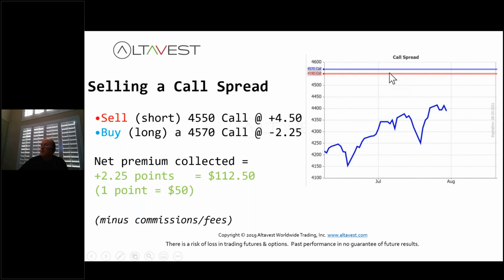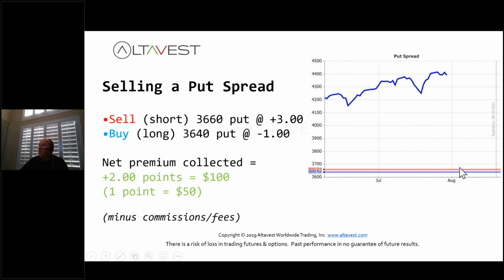This red line here is the call you're selling, and you collect 4.5 points for selling it. Put that in your pocket, but you simultaneously buy this blue line, the 45.70 call, and you pay 2.25. The net result is you collect 2.25 points, $112.50 in this example minus your commission, and that's selling an out-of-the-money call spread. Just that simple, and a put spread is really just the opposite. You're selling this put, buying this put, and you collect a net of $100 in these examples.